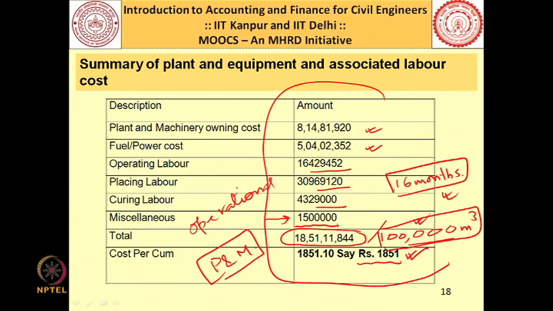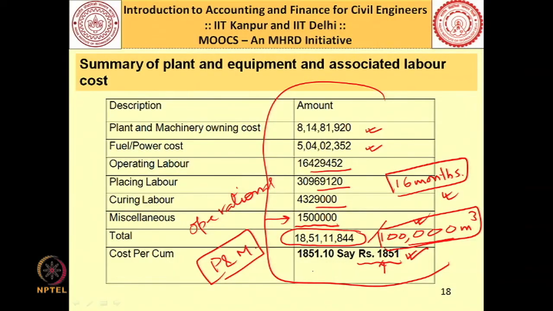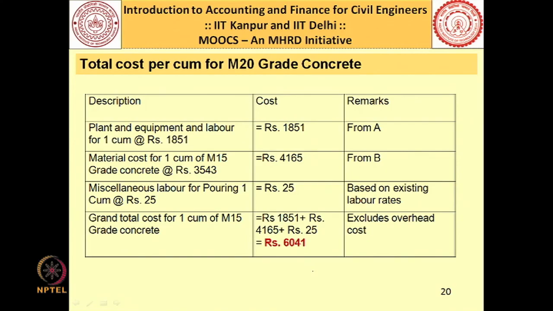If these values are changed, you might land up in some other value of plant and equipment charges. So, while you are working on operational method of estimation, you require to know the quantity and the duration, but when it comes to unit rate method of estimation, you do not need to know the quantity or the duration. Now, sometimes as you can see in this particular example, I used both. So, I combined both of them.